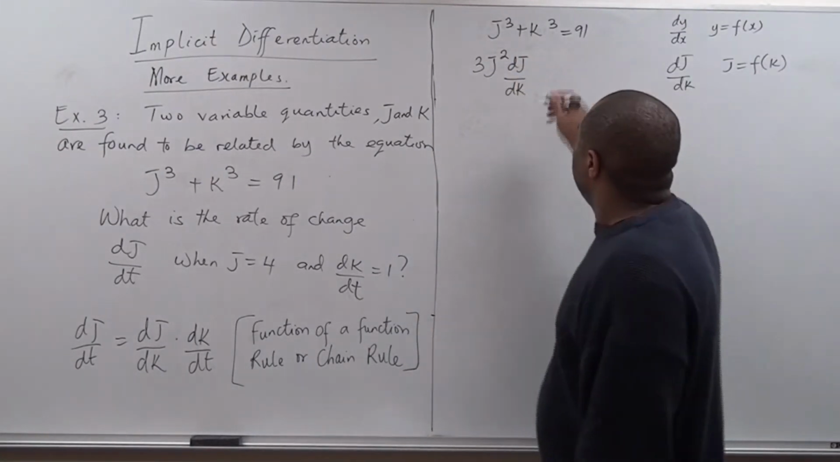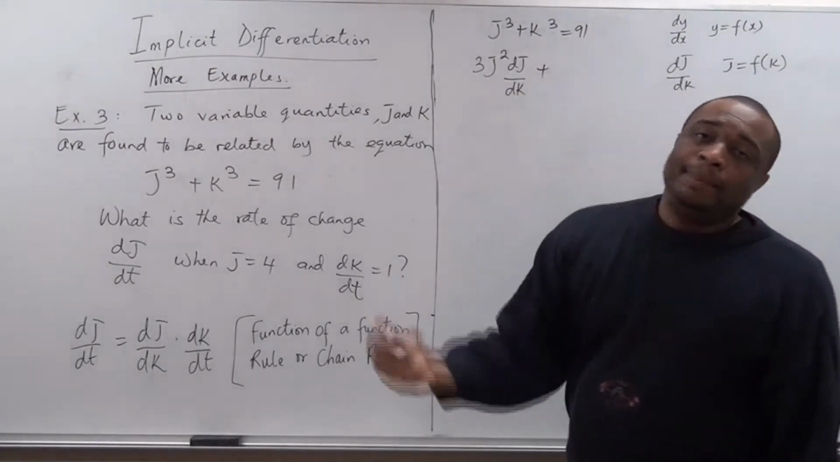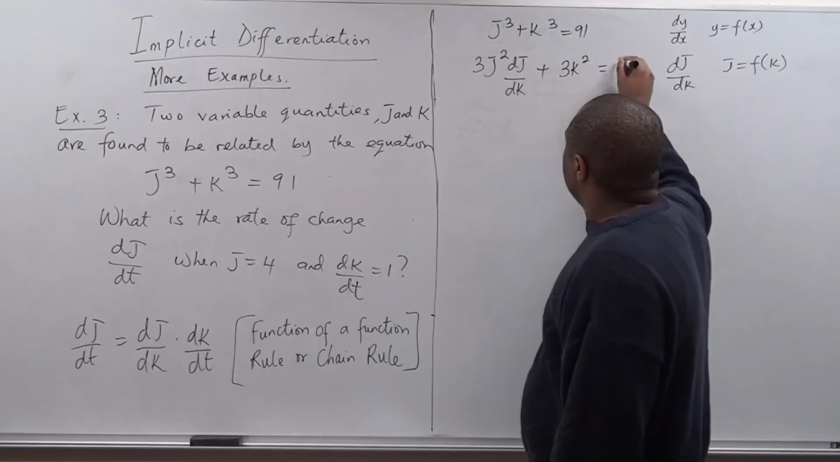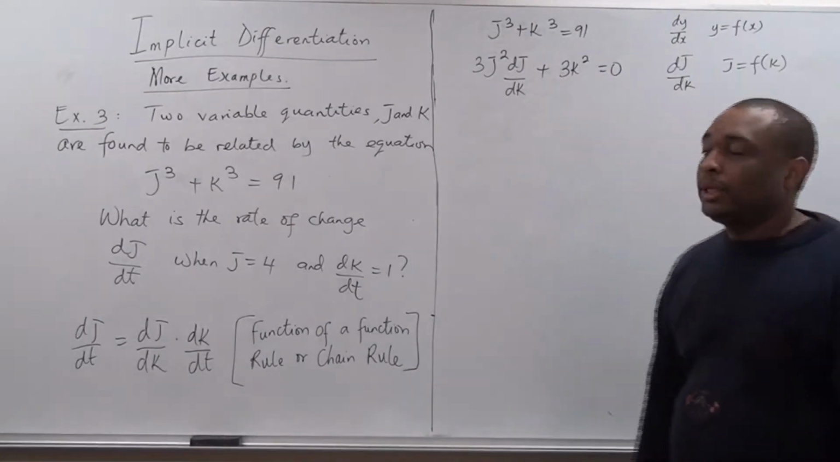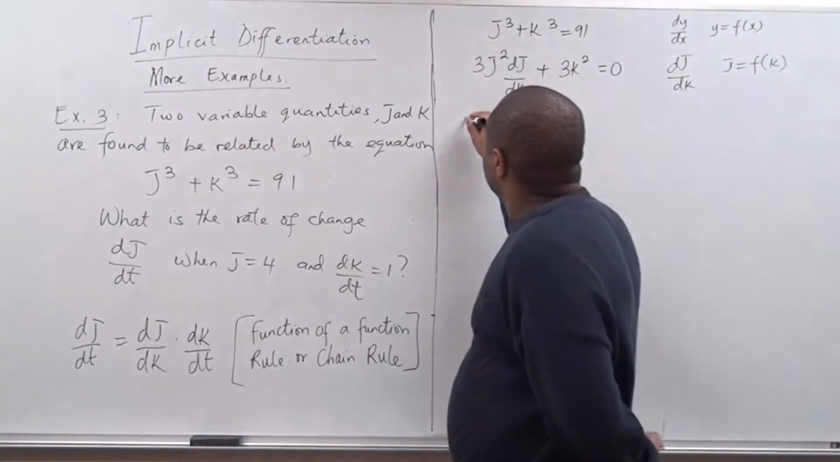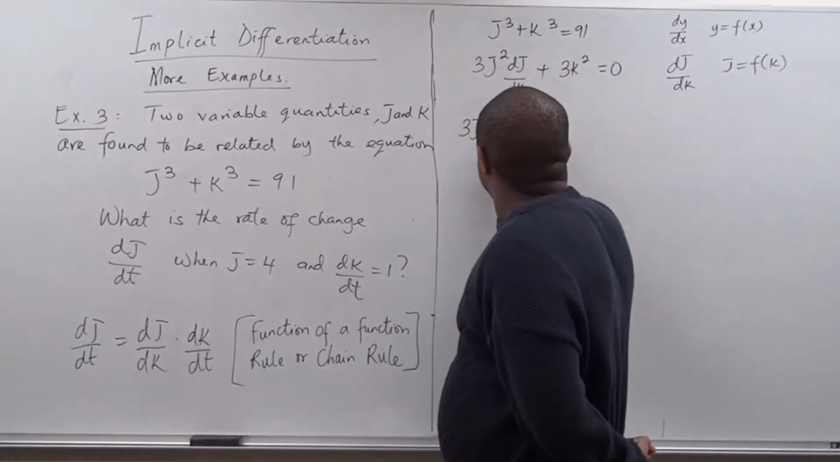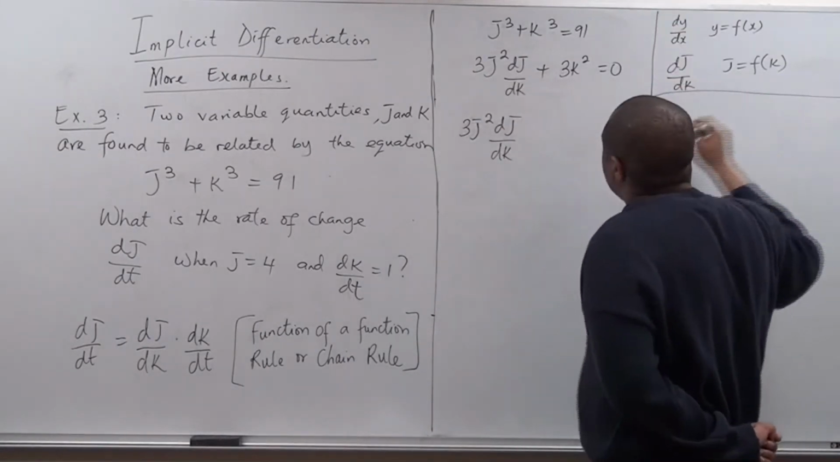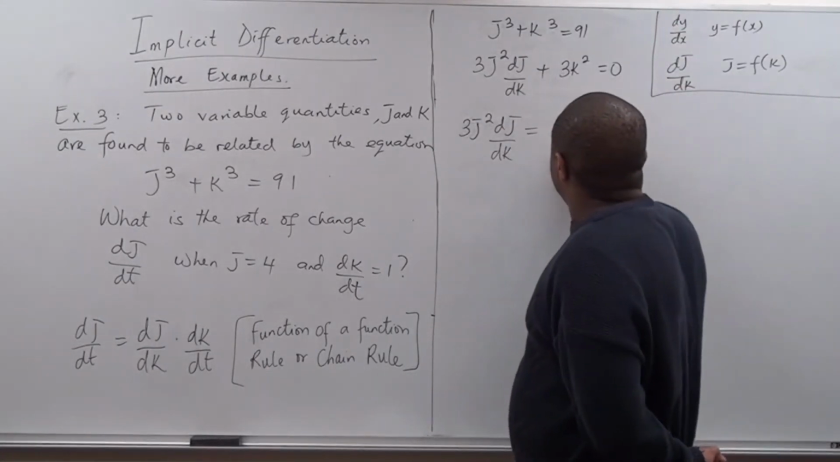Okay? Now plus k cubed, k is the independent variable. So this is 3k squared. And that will give you 0. So let's find dj dk. So this gives that 3j squared dj dk equal to negative 3k squared.